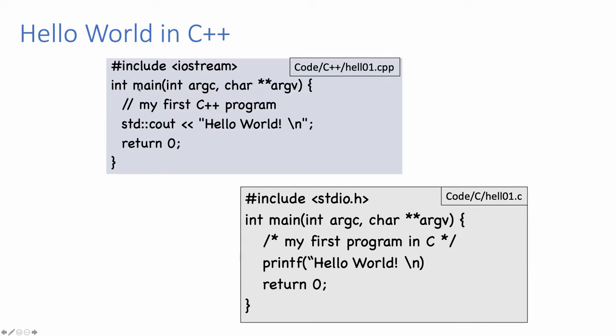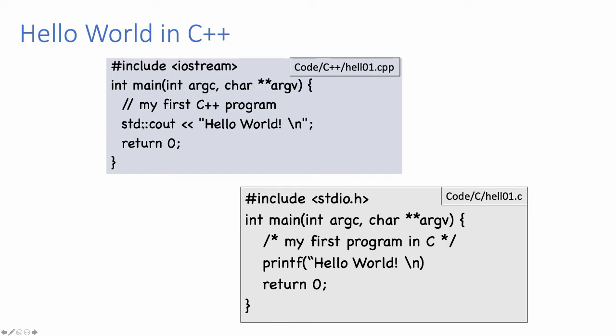We have int main, which is the same. For our comments now, it's 2 forward slashes at the start of a line. We'll comment out that line. In C, we had the forward slash and a star, and then at the end of the comment we had a star forward slash, so we no longer have to have those 2 characters at the end.